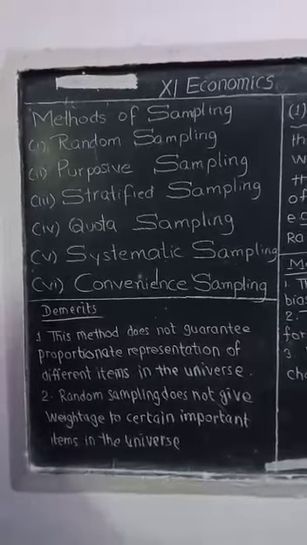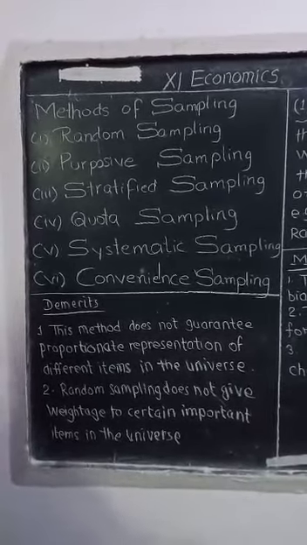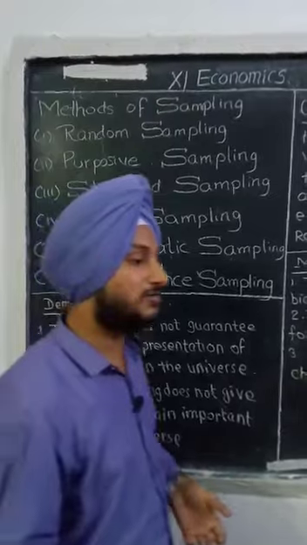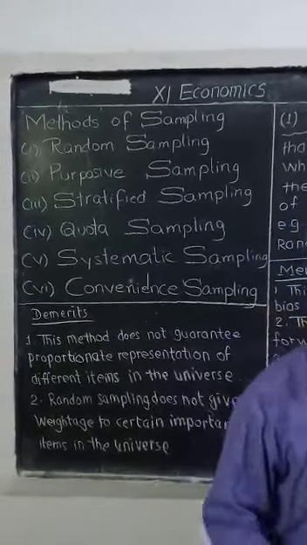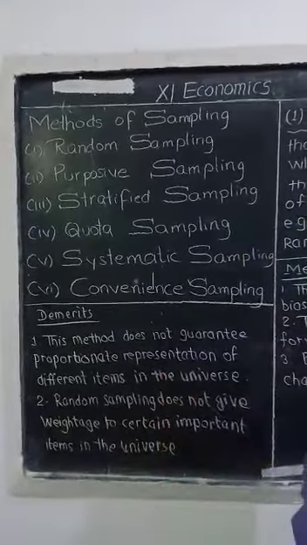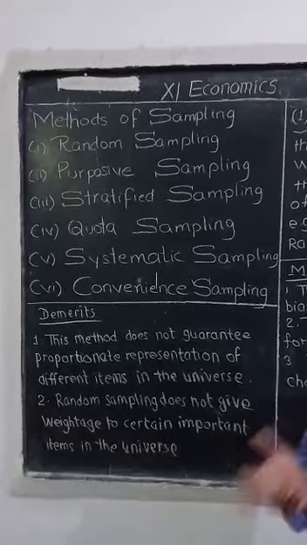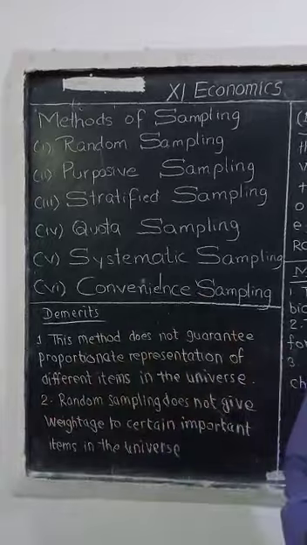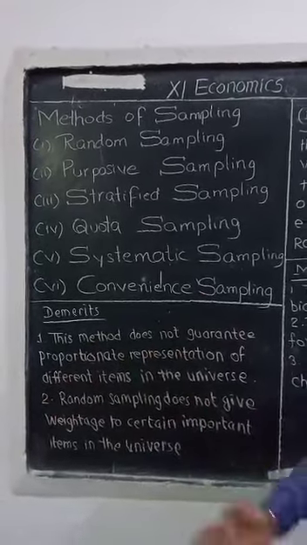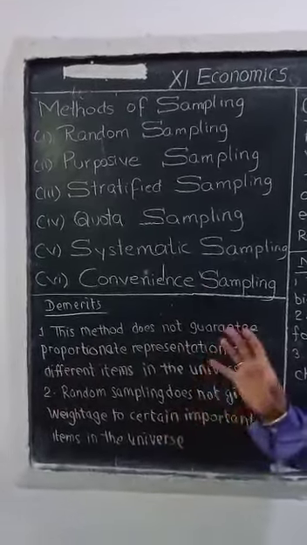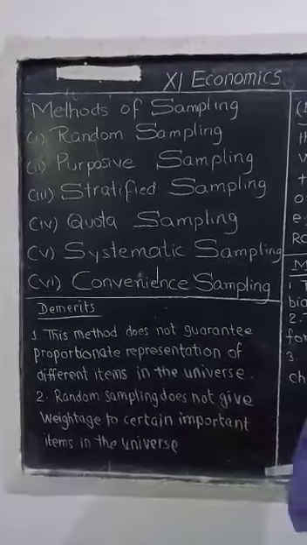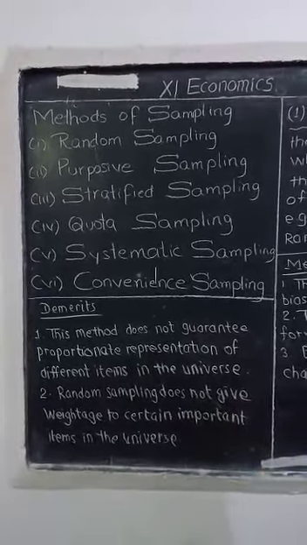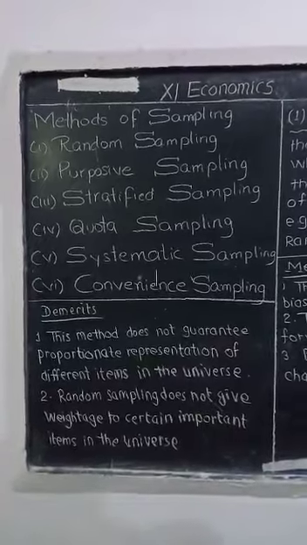The second point is related to that: random sampling does not give weightage to certain important items in the universe. For example, in our classroom there are commerce students, non-medical students and science students, and if we randomly select some students, it may happen that all the students selected are from the arts stream or all from the science stream. So it does not give any weightage to certain important items. This is one kind of demerit of random sampling.